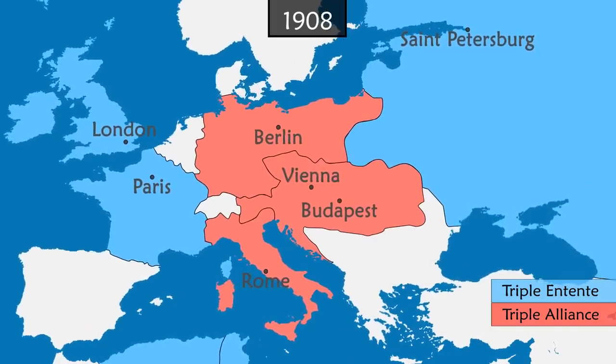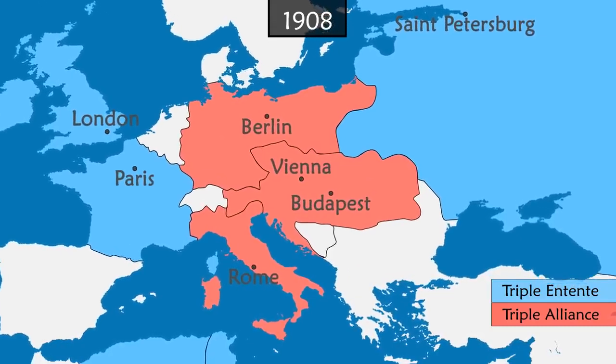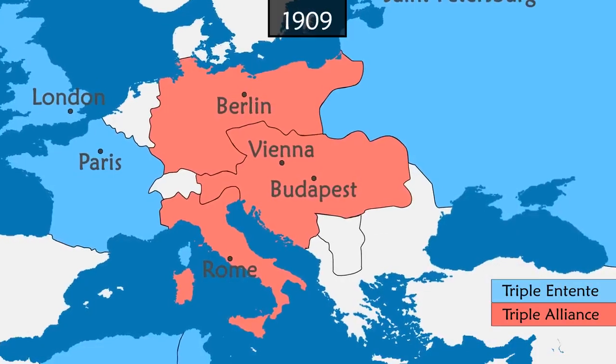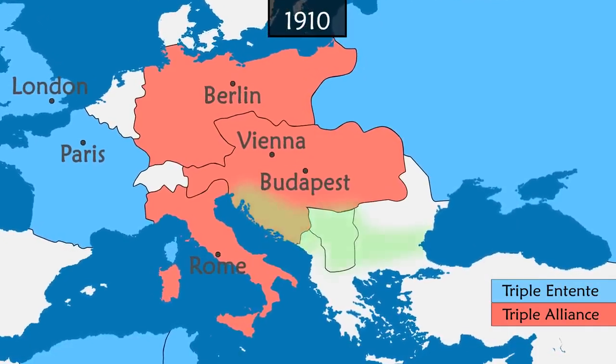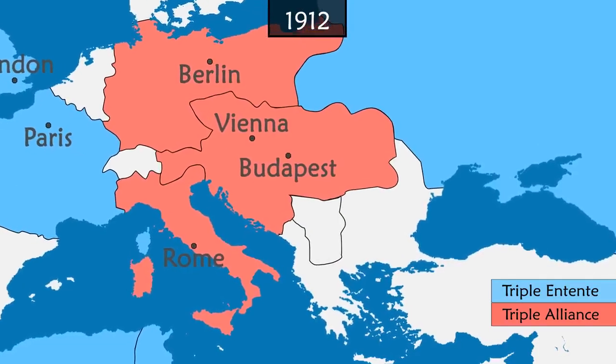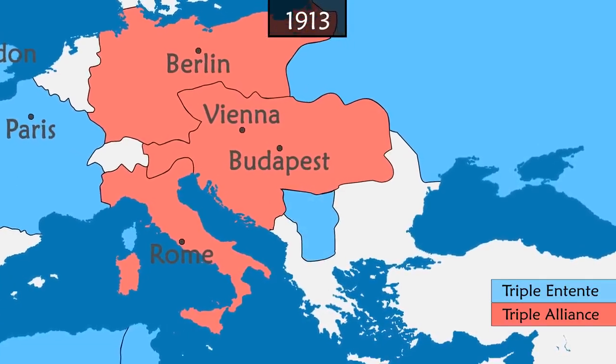In the Balkans, the Austro-Hungarian Empire annexed Bosnia and Herzegovina, much to the displeasure of neighboring Serbia, which dreamed of one day uniting the South Slav people. This project appeals to Russia, which diplomatically allies itself with Serbia.